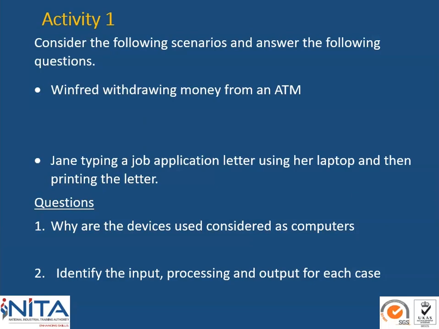Now consider the following scenarios and answer the questions that follow. In the first scenario, we have Winfred withdrawing money from an ATM. In the second scenario, Jen is typing a job application letter using her laptop and then printing the letter. The questions are: number 1, why are the devices used considered as computers? Number 2, identify the input, processing, and output for each scenario.